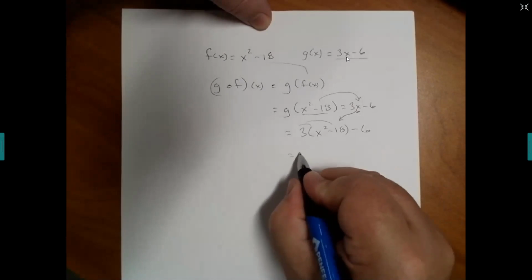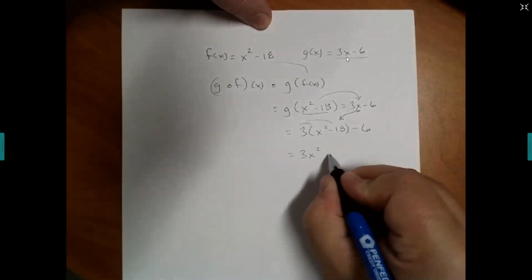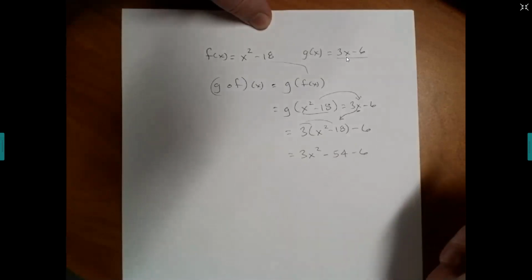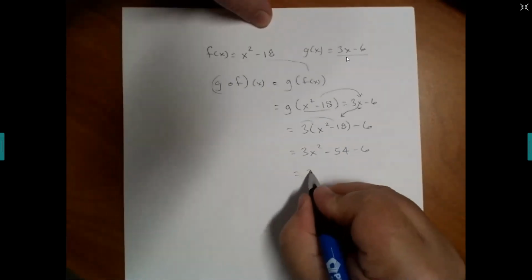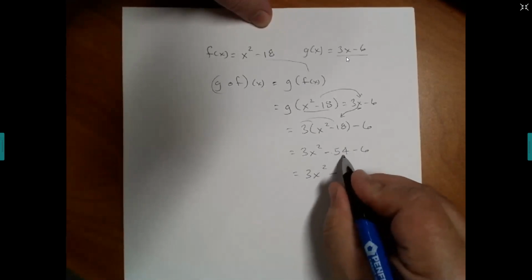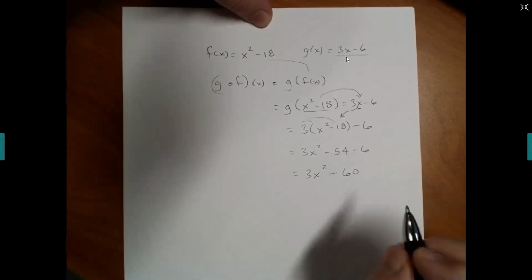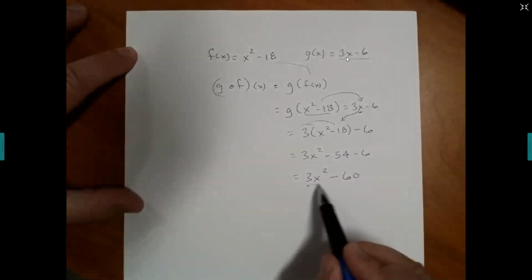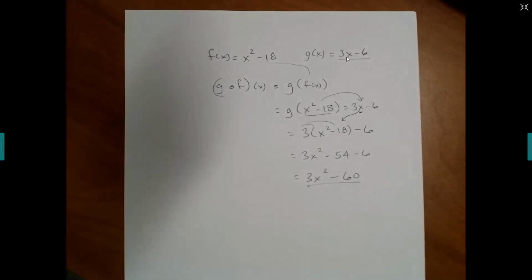Distribute: 3x squared minus 54 minus 6. They're both negatives. 54 plus 6 is 60. So g of f of x is 3x squared minus 60.